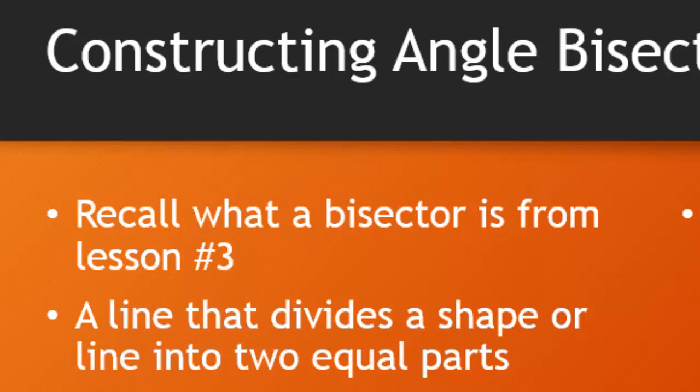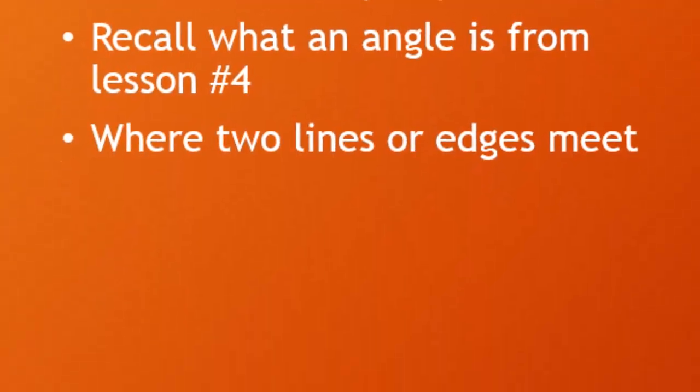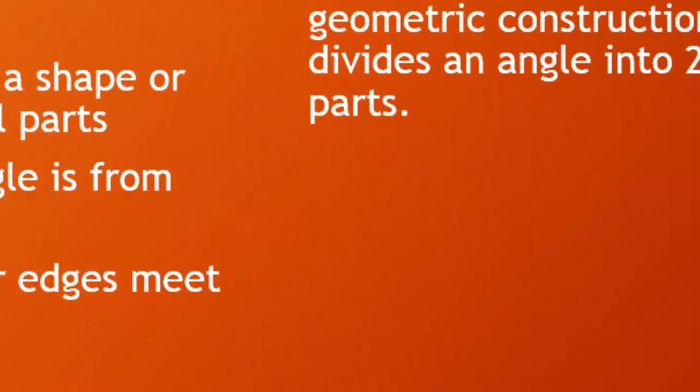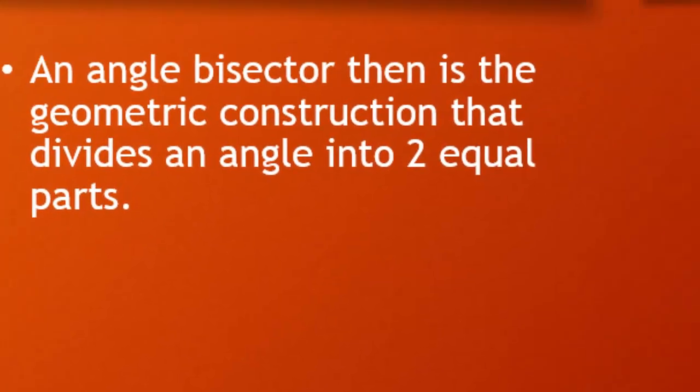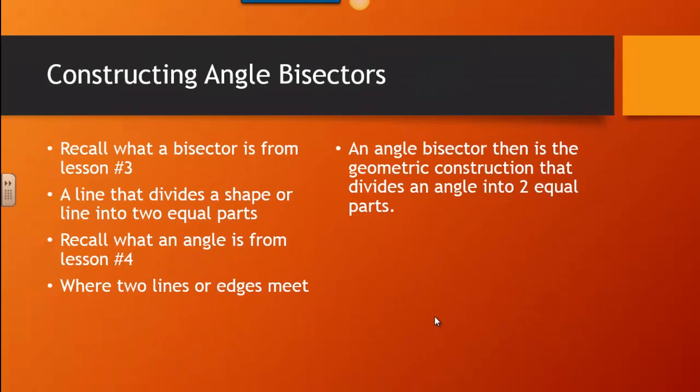So we've talked a couple classes ago about a perpendicular bisector, which bisected a line segment directly into two halves. And last class we talked about angles, and an angle is where two lines or edges meet. So in this lesson we're going to be talking about angle bisectors. An angle bisector then is the geometric construction that divides an angle into two equal parts.